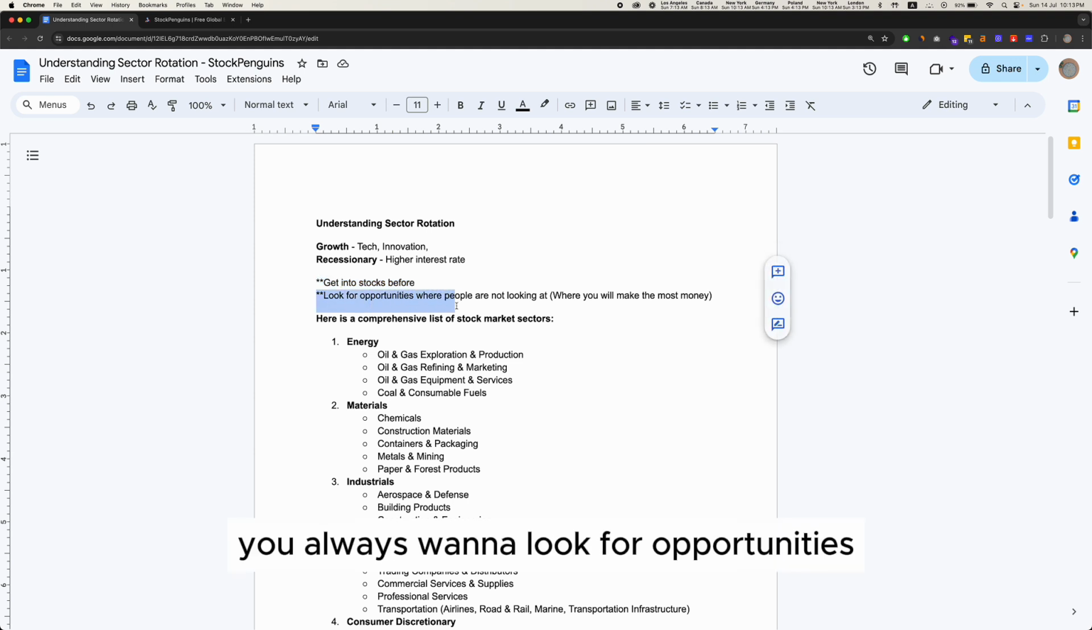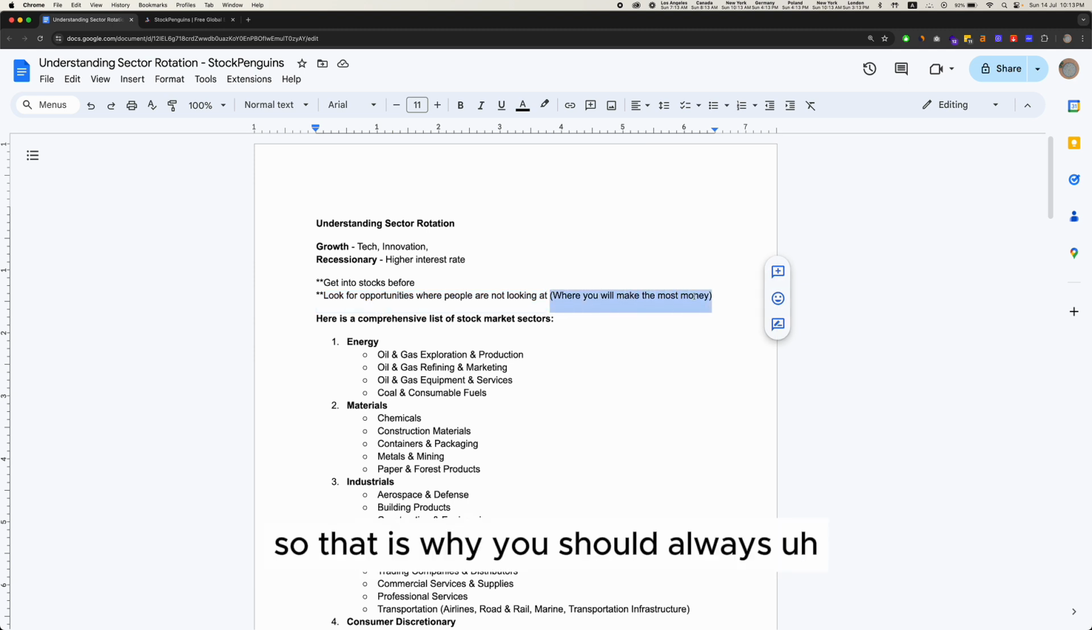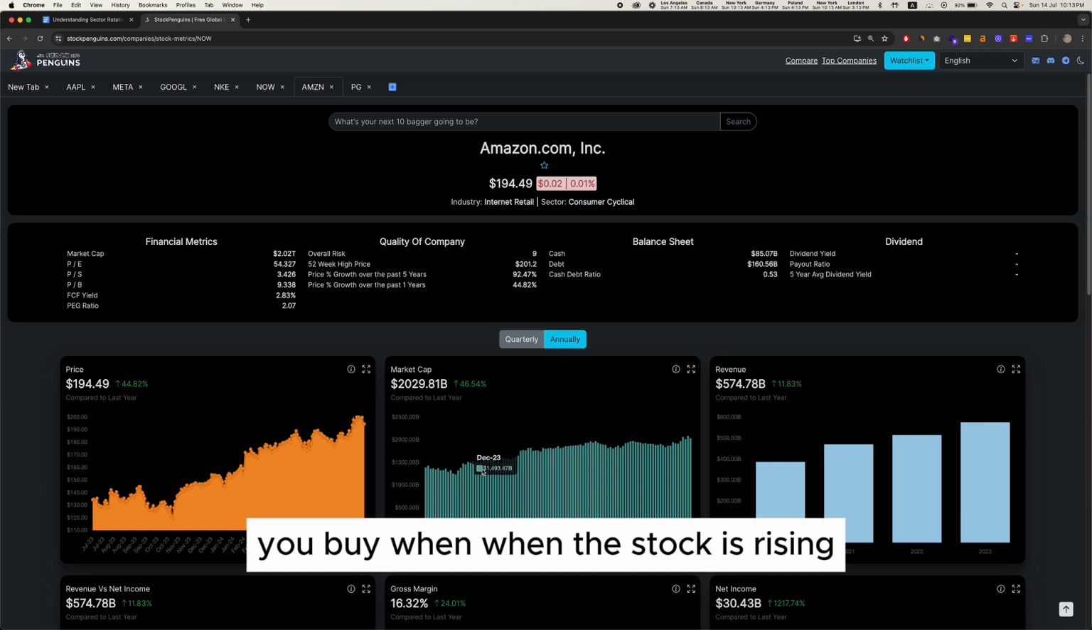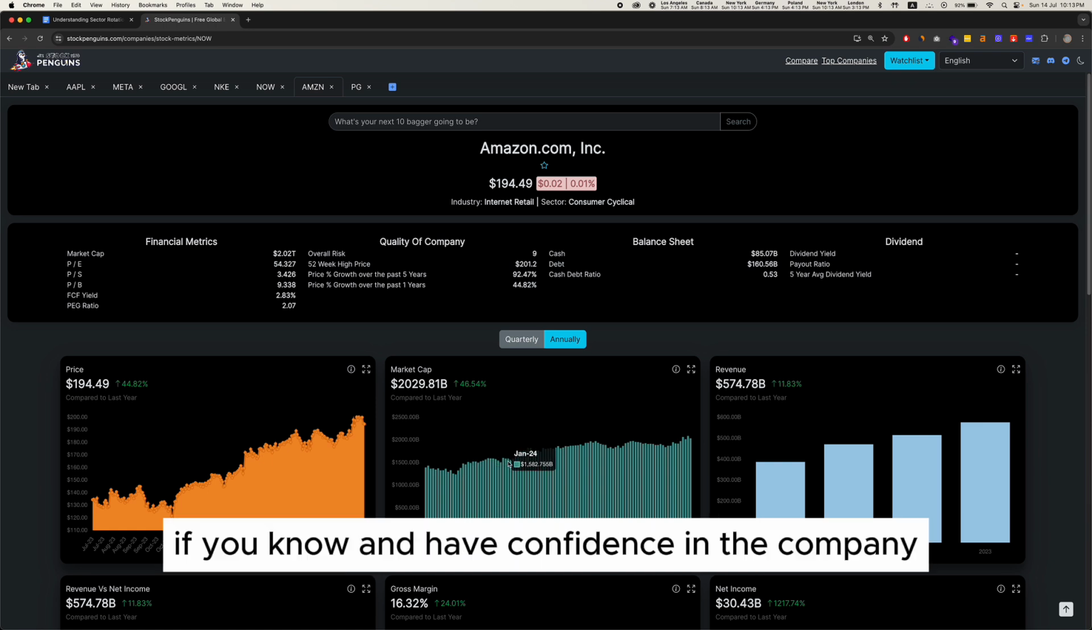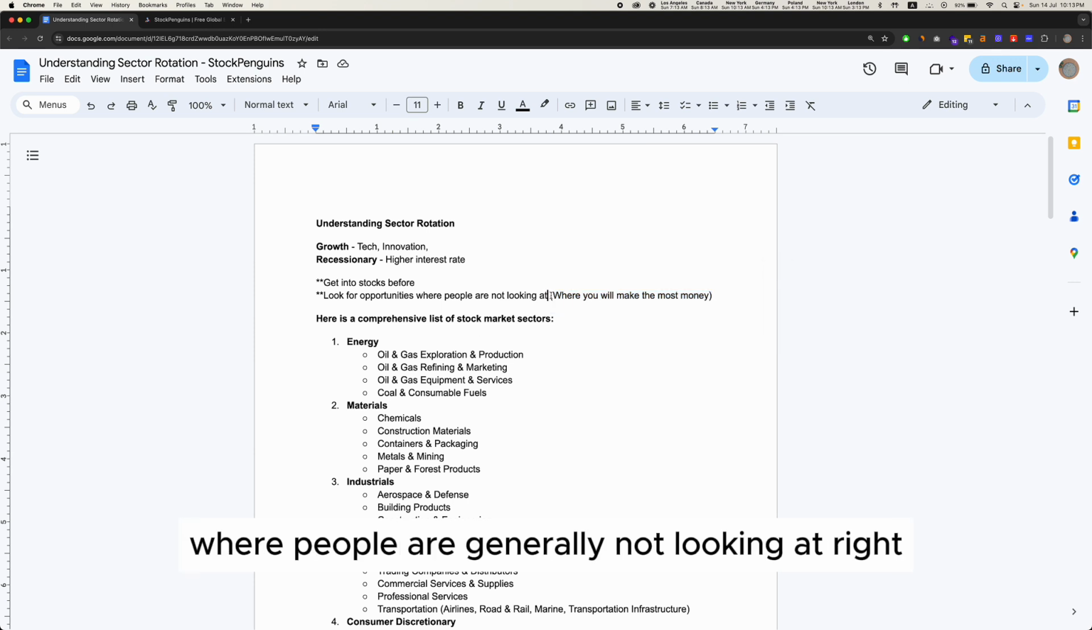All right. And the second thing is you always want to look for opportunities where people are not looking at. Okay. And that's generally where you will make the most money. So that is why you should always look to buy when stocks are down, especially companies that you like. Okay. If you have a very, very strong company and if you buy on a green day or if you buy when the stock is rising, it's totally fine, if you know and have confidence in the company. But generally, you will make the most money where people are generally not looking at, right?